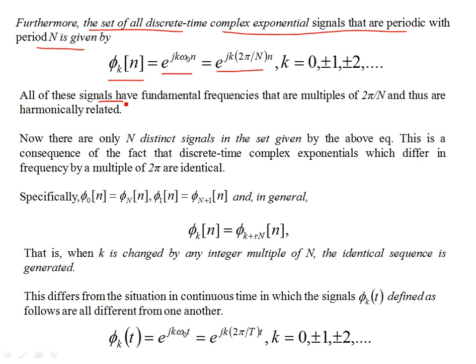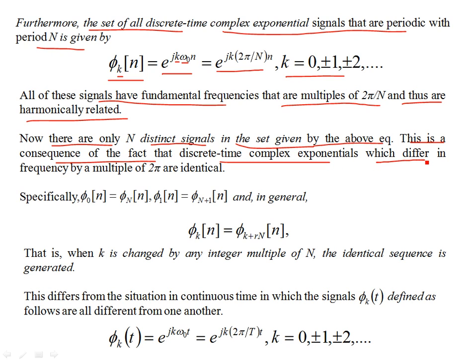All of these signals have fundamental frequencies that are multiples of 2 pi by N, and thus are harmonically related. Okay, so k over here is the harmonic index, and omega naught is the fundamental frequency. Now there are only N distinct signals in the set given by the above equation. This is the consequence of the fact that discrete time complex exponentials which differ in frequency by a multiple of 2 pi are identical.